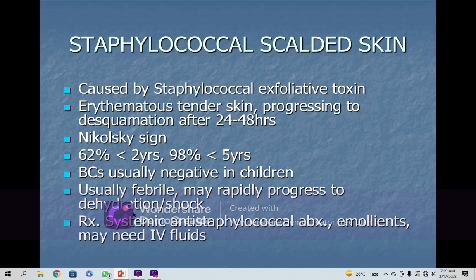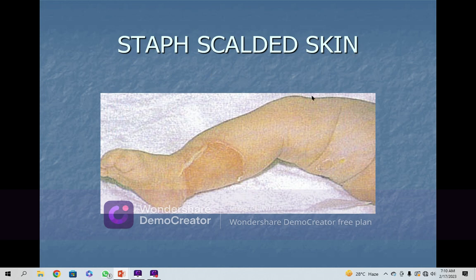Usually febrile, it may rapidly progress to dehydration and shock, just like burns. Treatment is systemic anti-streptococcal antibiotics. Broad spectrum antibiotics, emollients, and it may need intravenous fluids, just like shock management, just like burns management. Now, streptococcal scalded skin syndrome. Let's see this explanation. How much body is involved? Just calculate it like a burn, and treat the patient like a burn.